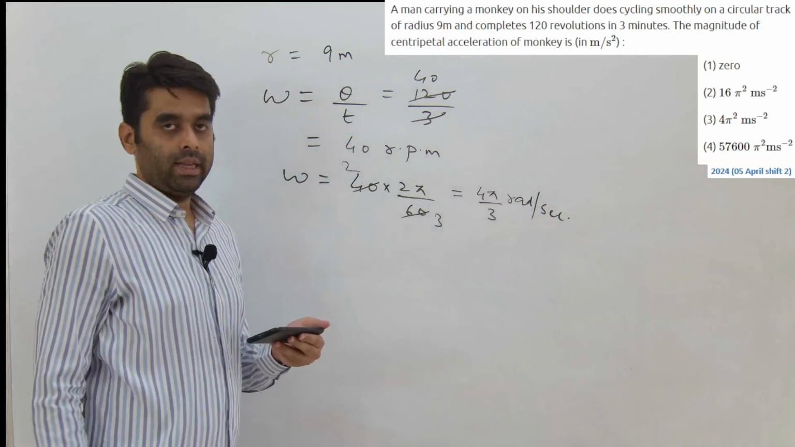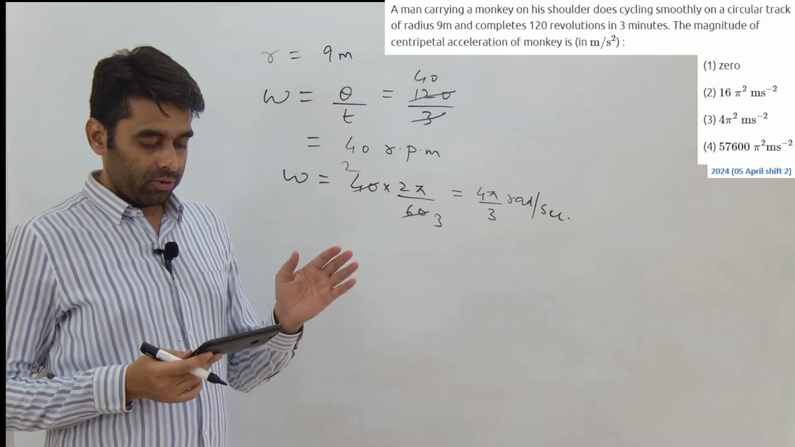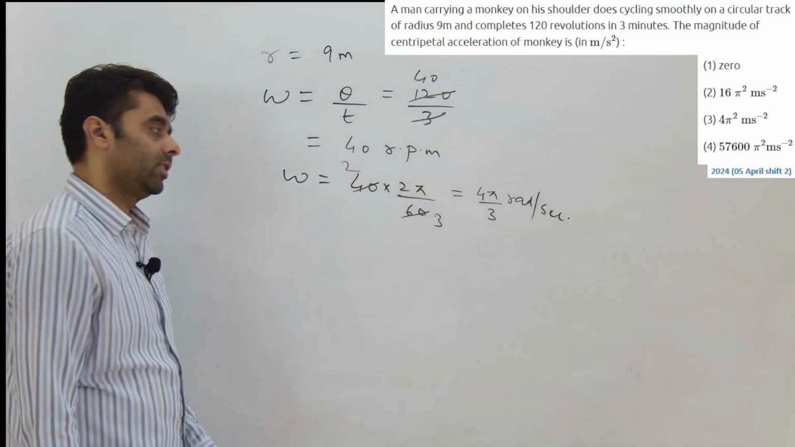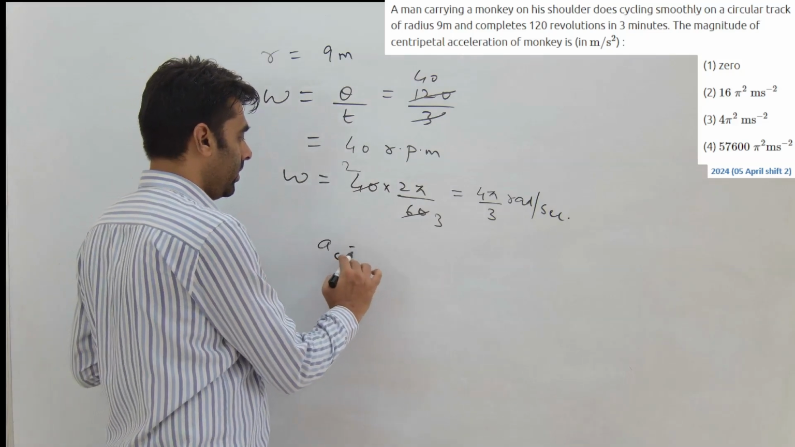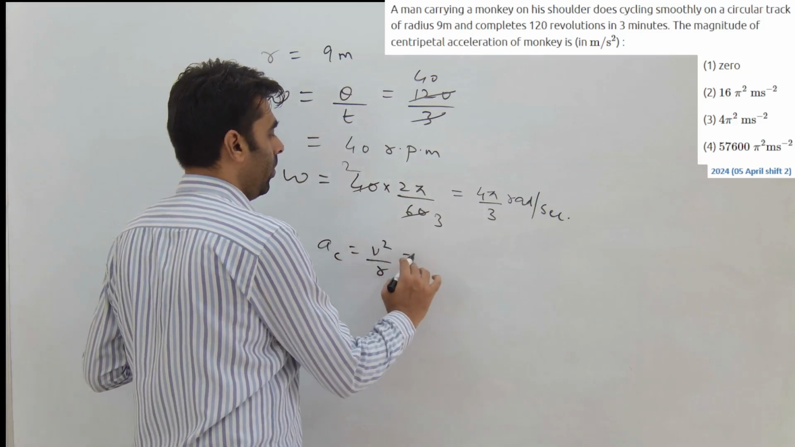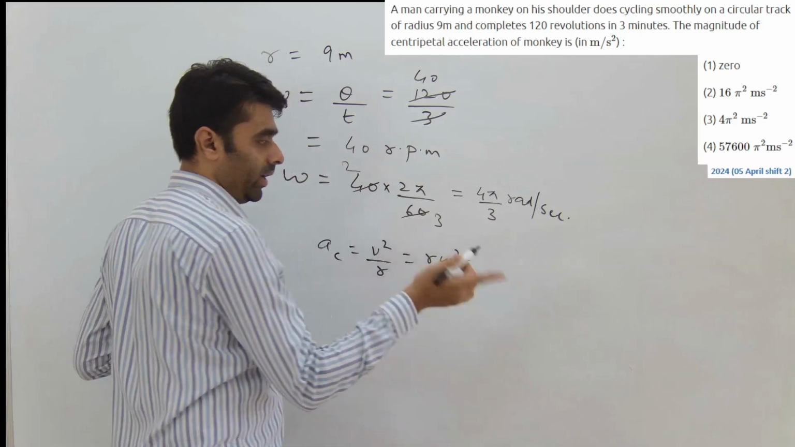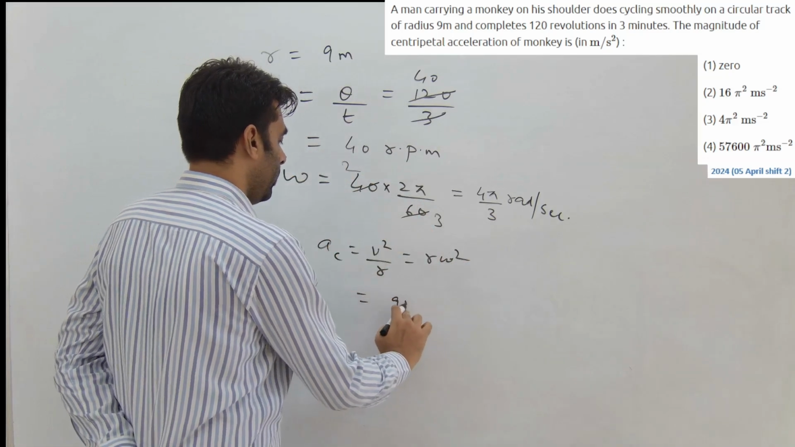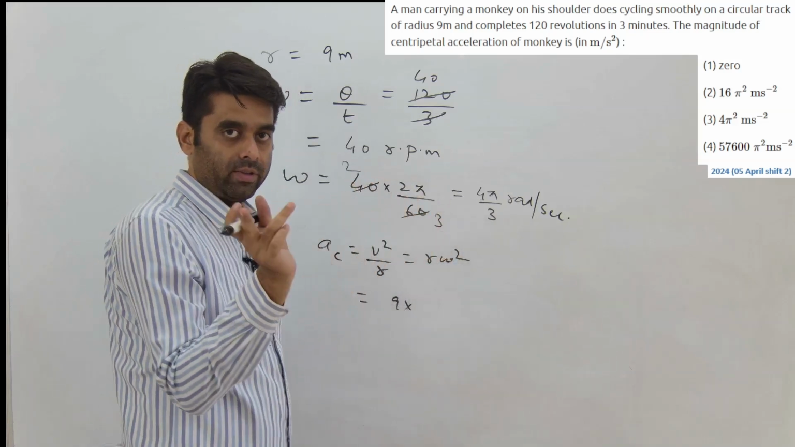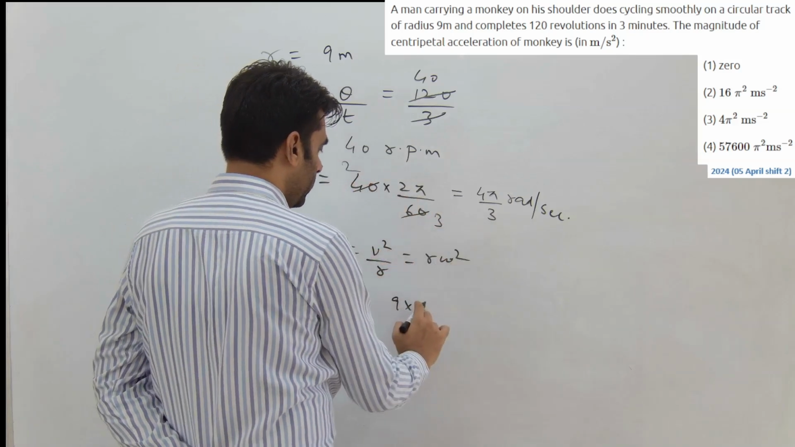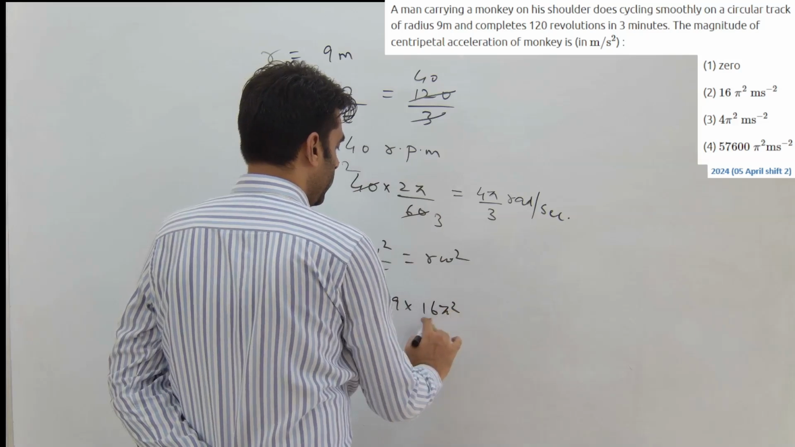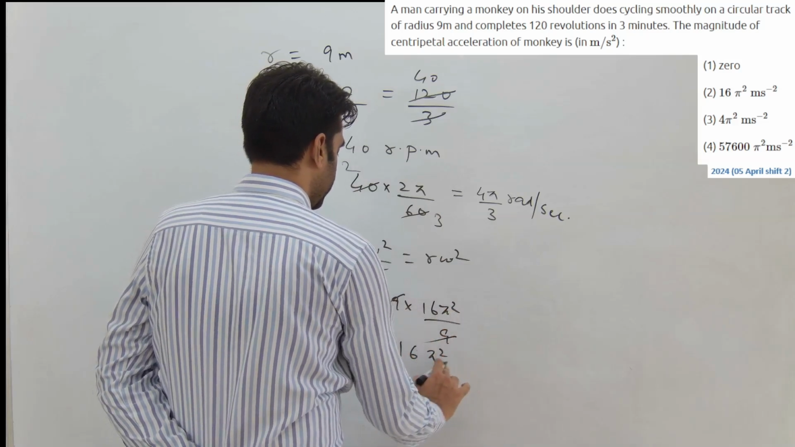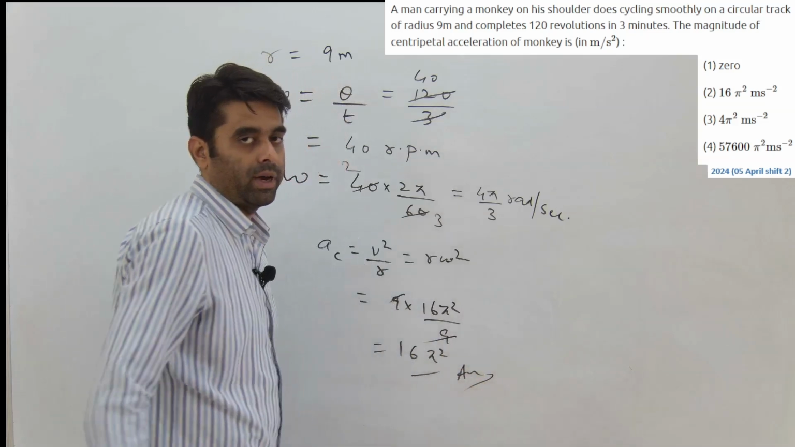Well and good. Next they are asking the magnitude of centripetal acceleration. What is our centripetal acceleration? V square by r, or I can write r omega square. In terms of omega it will be r omega square. Radius is 9. Omega we have already converted to SI system. So omega square will be 16 pi square by 9. The 9 cancels out. Answer is 16 pi square.